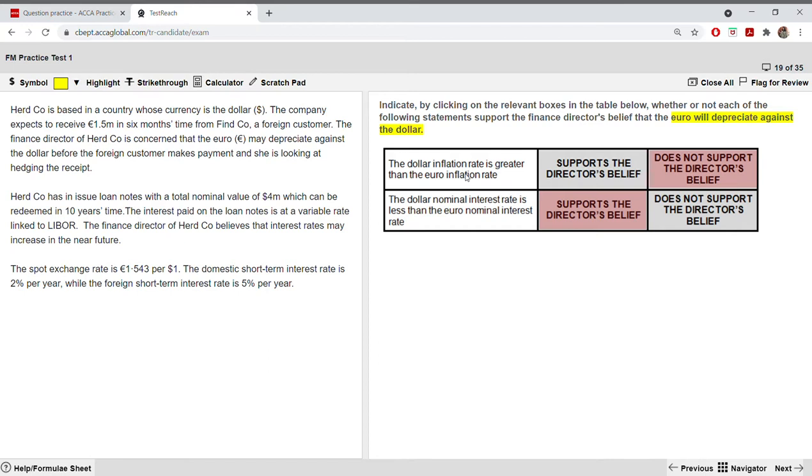Dollar will depreciate. Okay. So here they have told, dollar inflation rate is greater than euro. So it's not correct. But if dollar interest rate is lower than euro, not greater, less than euro, then it will be correct. It supports the director's belief. Because higher interest means it will depreciate. Lower interest rate means it will not depreciate.